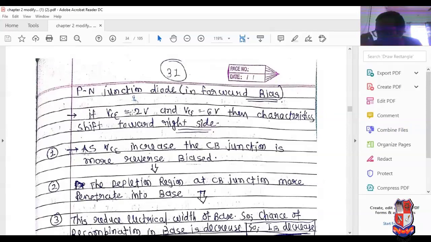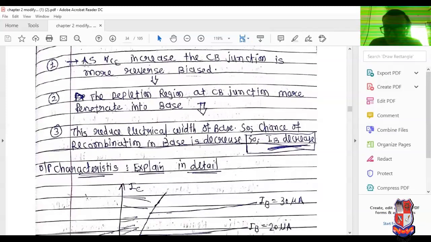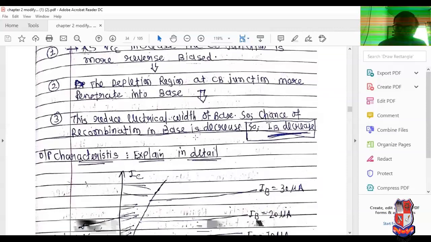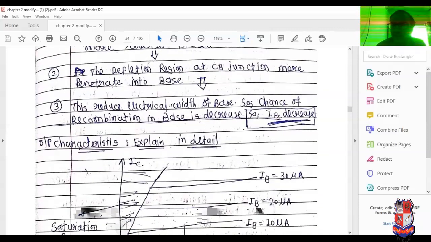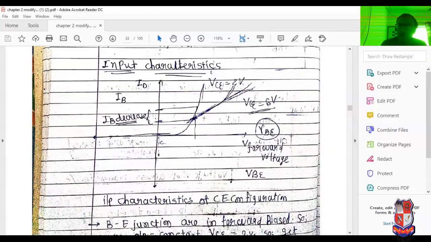Now, if VCE equal to 2 volt and VCE equal to 6 volt, two different cases, already explained the characteristics, then the characteristics shift towards the right side. Why right side? Because if VCE increases, then the collector base junction is more reverse biased, so the depletion region increases more. Then the effective width of the base is reduced, so base current is decreased.